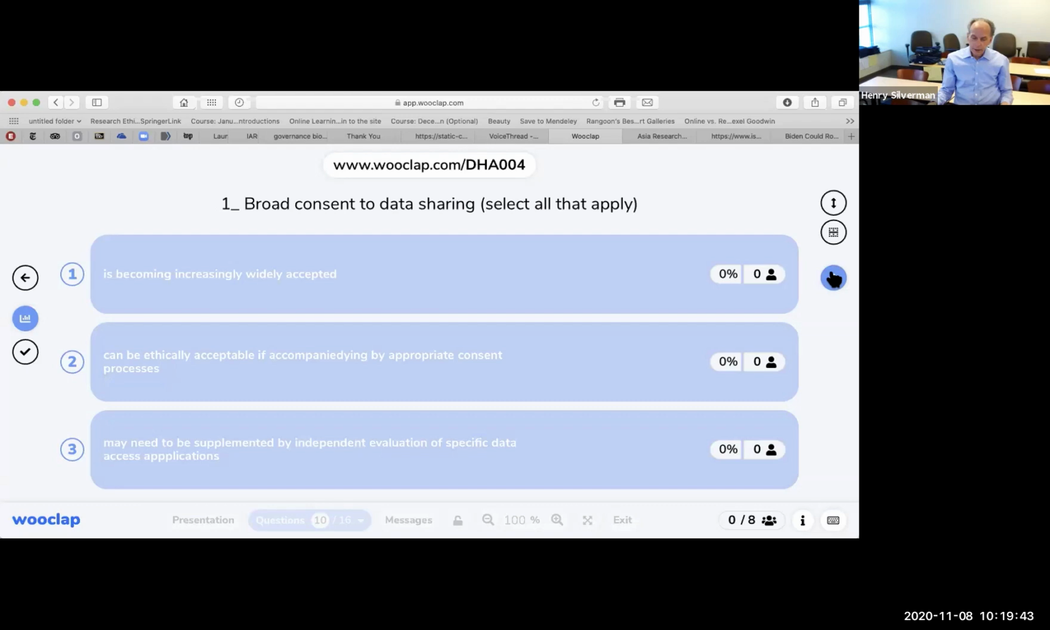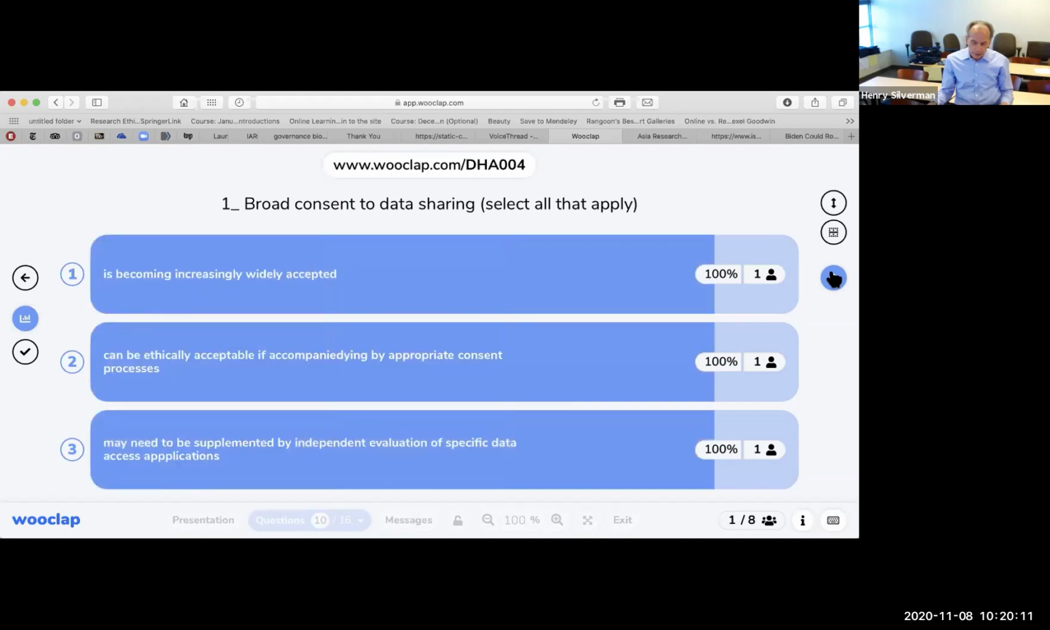Okay, good. Broad consent to data sharing, select all that applies: is becoming increasingly widely accepted. Can be ethically acceptable if accompanied by appropriate consent processes. May need to be supplemented by independent evaluation of specific data access applications.